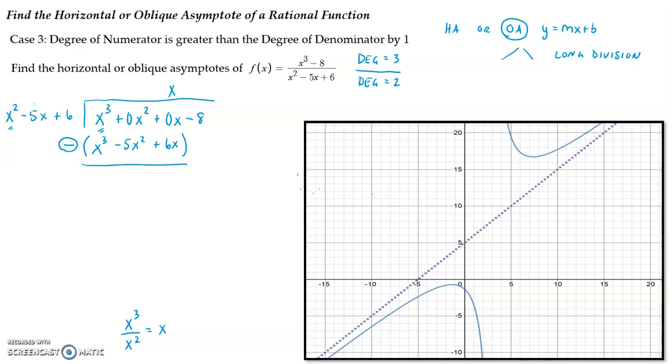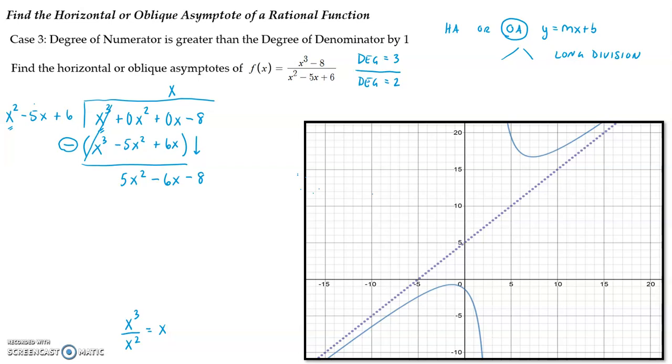And be careful with your signs here. We've got x cubed minus x cubed. Those are going to add up to 0 and disappear. We've got 0x squared minus a negative 5x squared. That's going to give us a positive 5x squared. And 0x minus 6x will give us a negative 6x. And then I'm going to drop down my last term here, this negative 8.